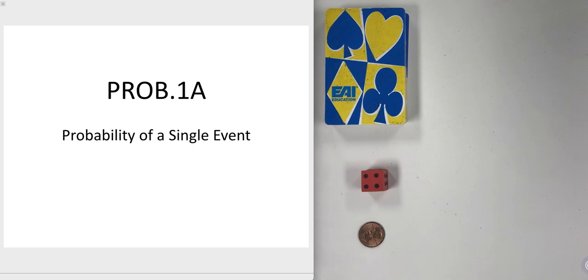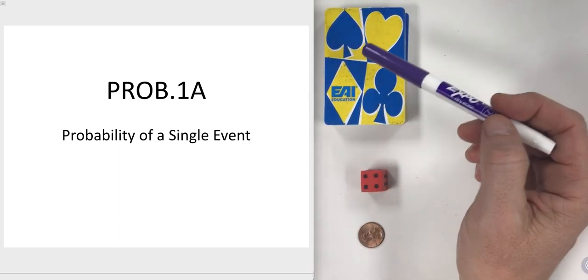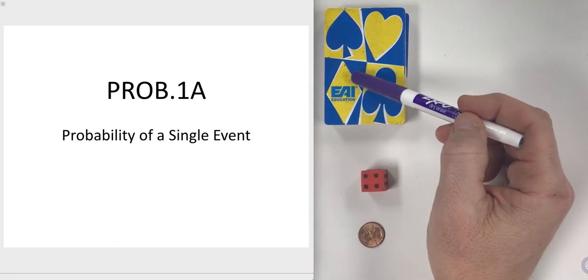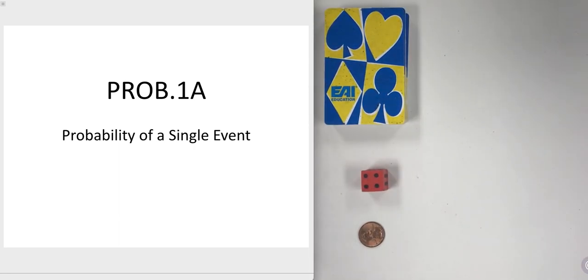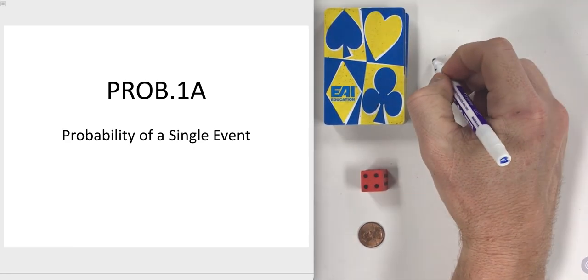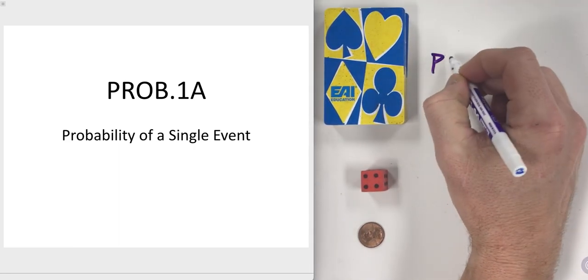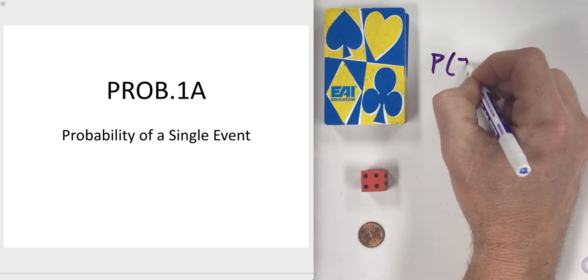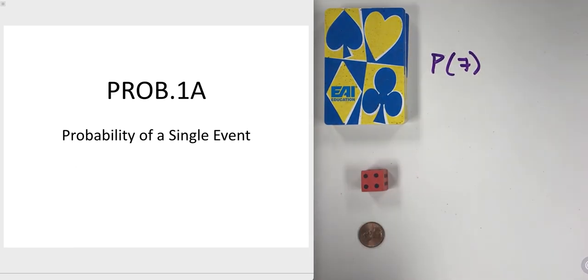All right, this video is going to walk you through how to find the probability of a single event. The first thing I could do is shuffle up a bunch of cards in this deck here and then ask you, what are the chances that I'm going to pull out a 7 from the deck of cards? The way you write that mathematically is you just put a capital P for probability, put a 7 in the parentheses, and then think about how many 7s are in the deck.